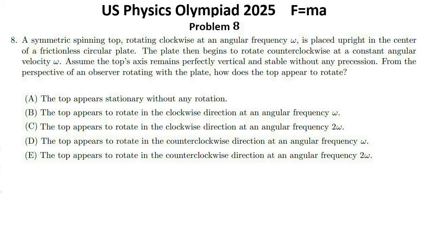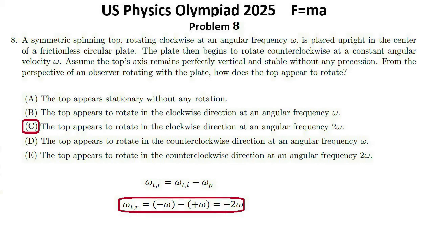From the perspective of an observer who is rotating along with the plate at angular velocity omega, the apparent angular velocity of the top is given by the transformation omega top rotating equals omega top inertial minus omega plate. Plugging in the frequencies, we have omega top rotating equals negative omega minus omega, which is negative 2 omega. Since the negative sign indicates clockwise rotation, the observer on the rotating plate perceives the top to be spinning in the clockwise direction at twice its original frequency. This is choice C.